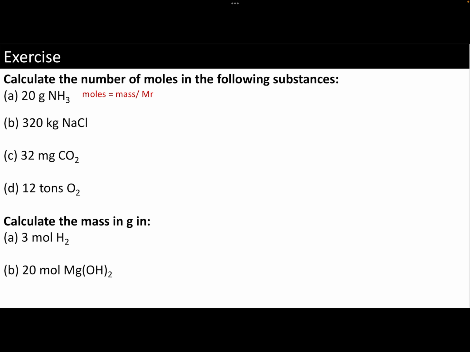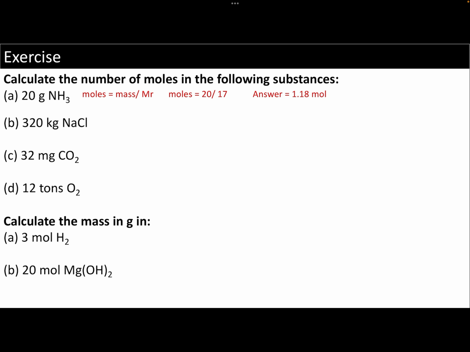To work out the MR, you will need to add up using the mass numbers on the periodic table with the number of elements that we have. The amount that we have in ammonia would be 1 nitrogen and hydrogen, where we have 3 of them, so the ratio is 1 to 3. So we'd have to add that up, so nitrogen being 14, hydrogen being 1 each, gives a total of 17. So the mass being 20, 20 divided by 17 gives you 1.18 moles.